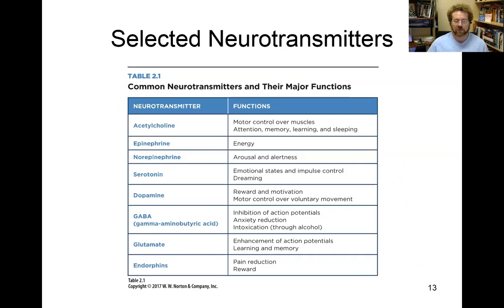And we see here in this list some of the more well-known ones: acetylcholine, for example, which is highly involved in attention and memory processes. Epinephrine and norepinephrine work together to promote fight or flight responses and arousal. They have an excitatory effect. Serotonin, highly involved in regulating mood, sleep cycles, and dreaming, by the way. Serotonin is an interesting neurotransmitter because it's involved in a lot of processes.